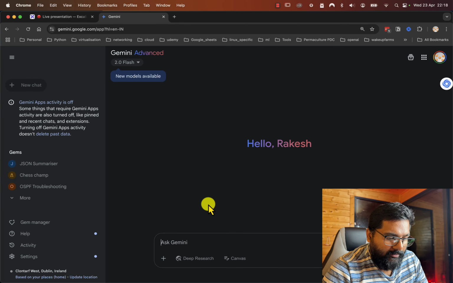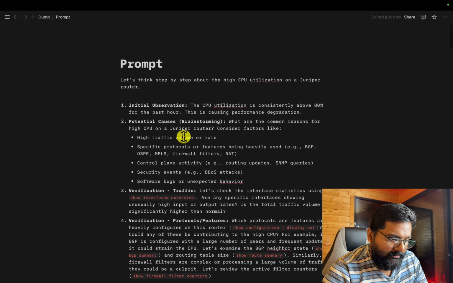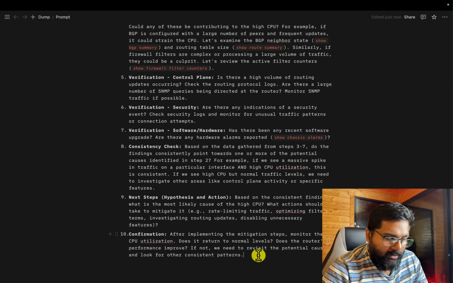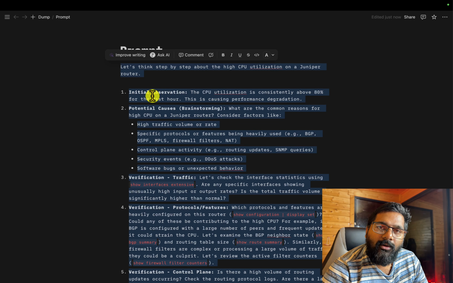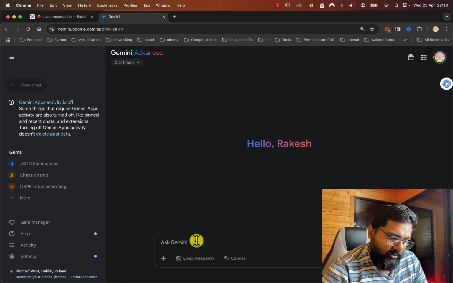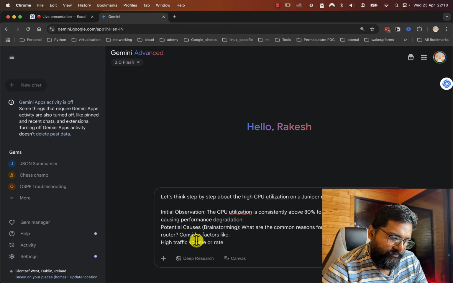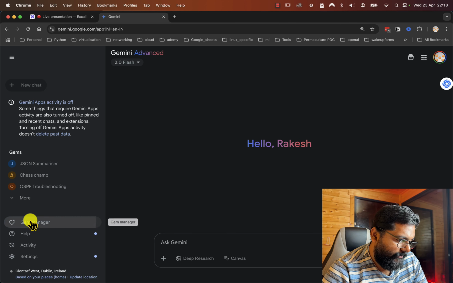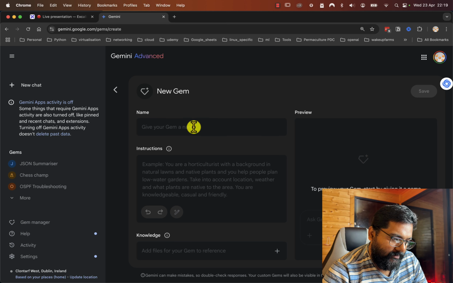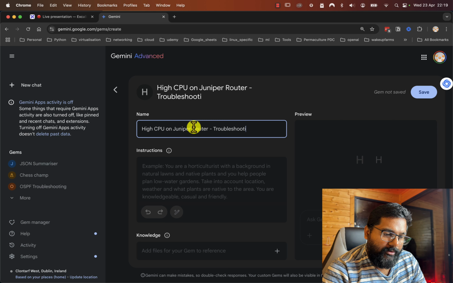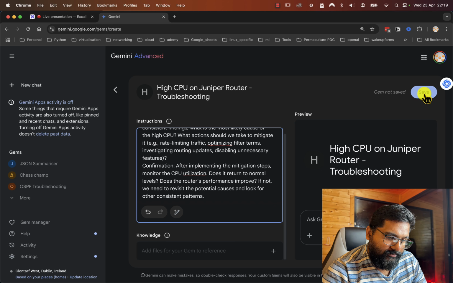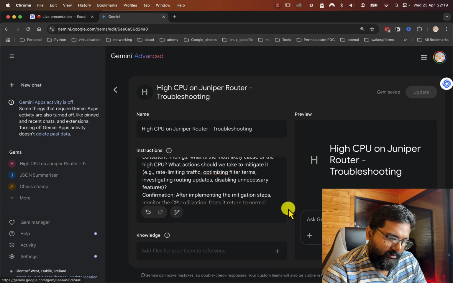Okay. Again, we'll create a prompt, this is something that I use personally. This is to troubleshoot a high CPU on a Juniper router. So don't worry, I'll share the prompt. So let's create a gem, right? So I'll say high CPU on Juniper router troubleshooting. These are the instructions, right? So let's start a chat.